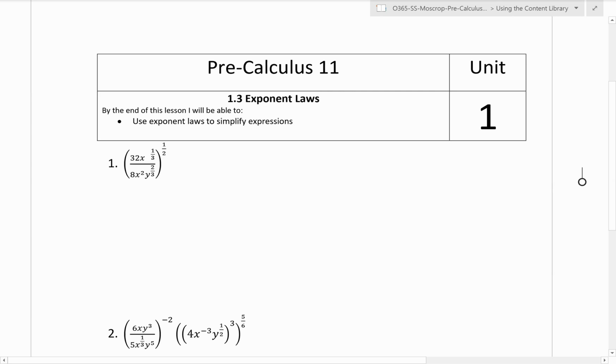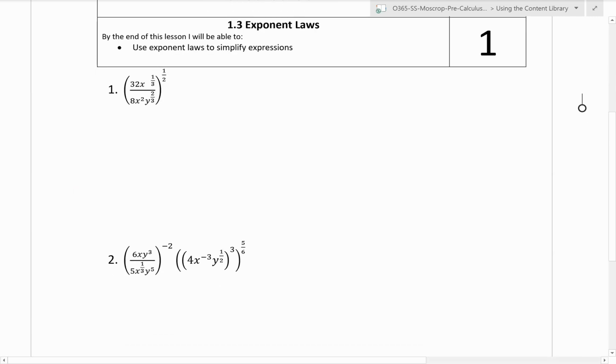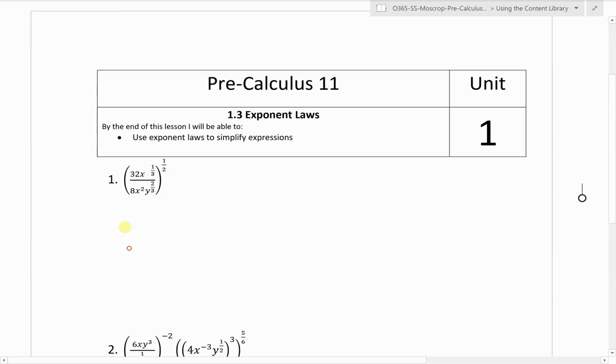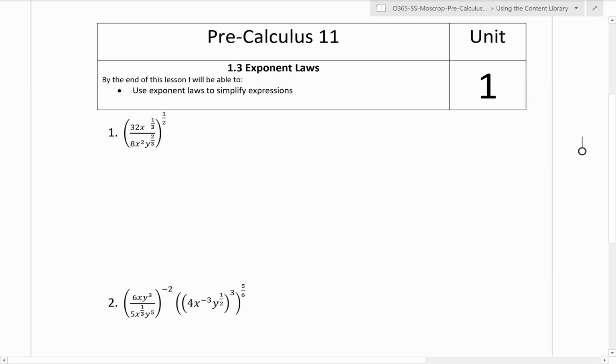Okay, so we are moving on to the last lesson of this unit. It's not really a lesson because it's just applying the exponent laws that we have already learned. We're just going to put everything together and simplify, okay? And I'm giving you a little bit more complex examples today. Okay, so I am going to, again, quickly go over some of the rules that we've learned so far.